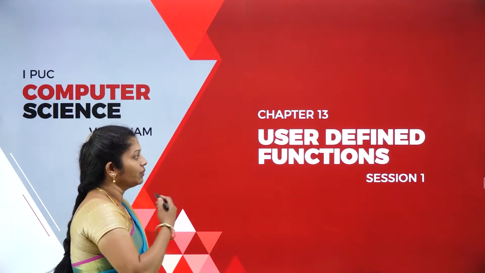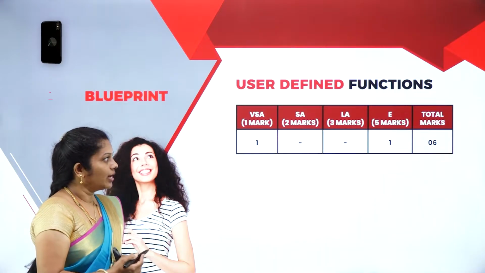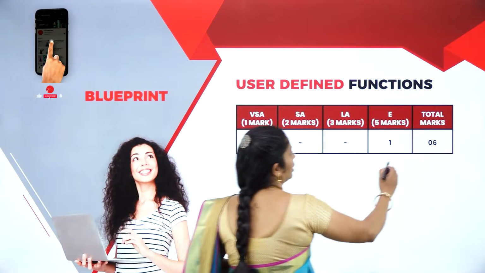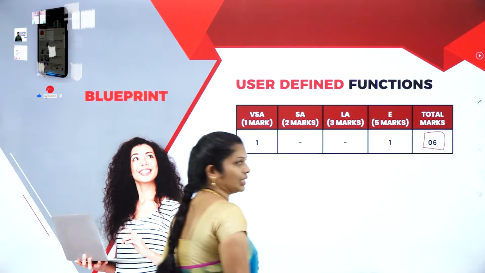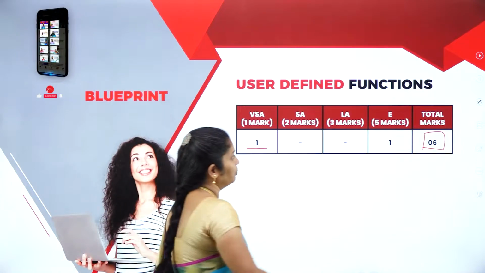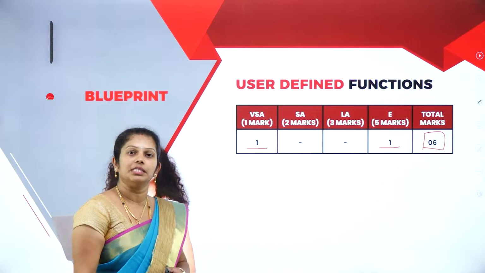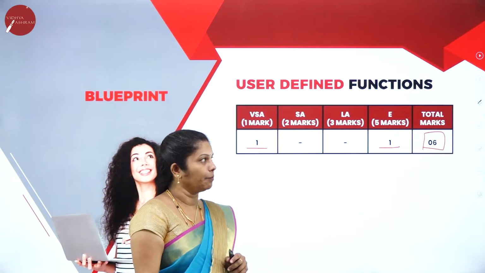Today, we are going to start with the first session of user-defined functions. In the annual exam, from this chapter, you will get 2 questions for 6 marks: one question in Part A for 1 mark and one more question in Part D for 5 marks. Totally, you will get 6 marks from this chapter in the annual exam.